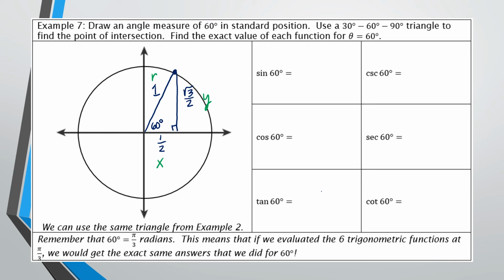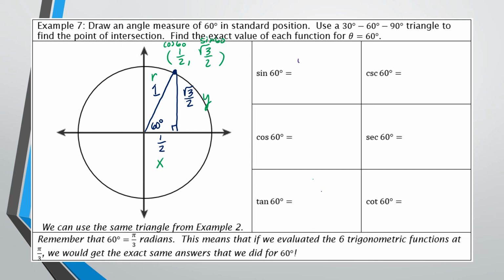Before I do that, I just want to mention this ordered pair right here would be an x and a y, so it would be 1/2 comma square root of 3/2. That would be our ordered pair. And remember also that the cosine of 60 would be 1/2, and then the sine of 60 would be equal to the square root of 3/2, which you will see when we actually go through and do all the ratios.